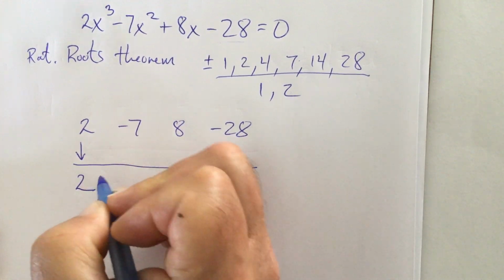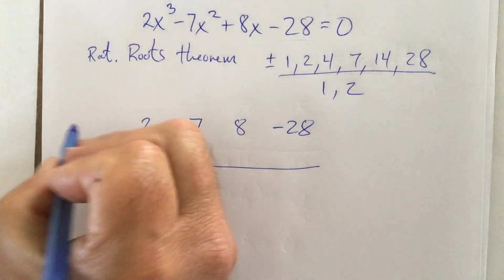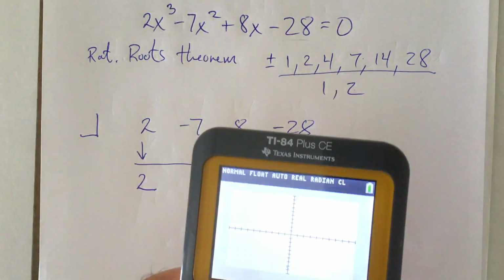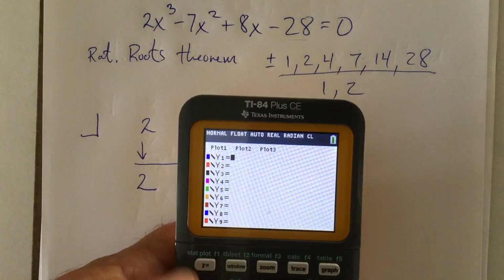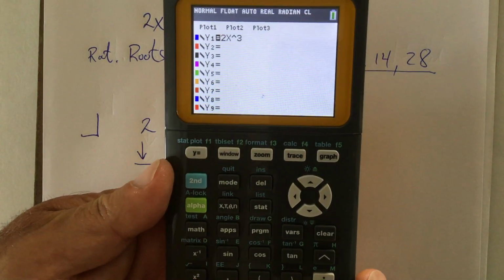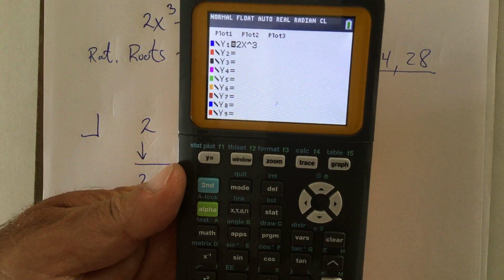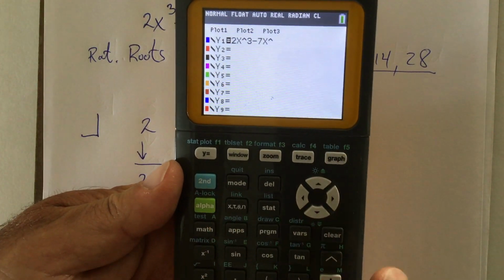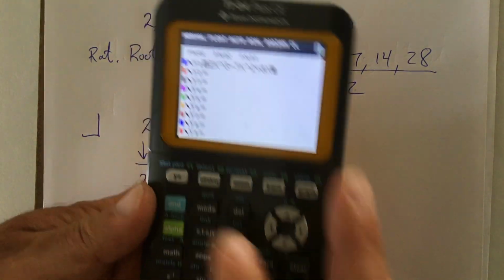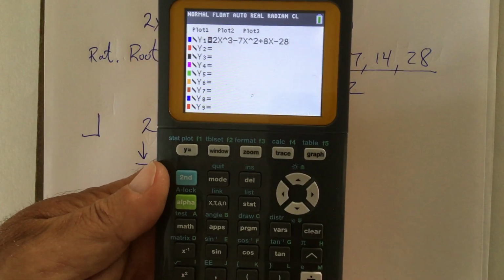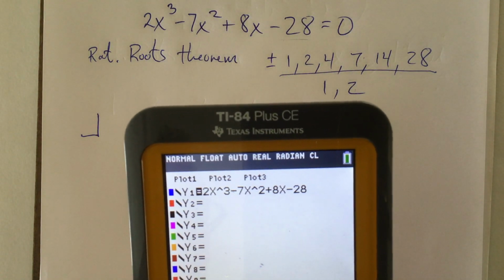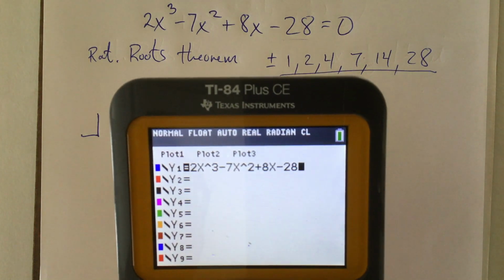Bringing down the 2. Oh, I need some more room here because I have to show you my shelf. But before I do anything, now it's time to go back to y equals and graph this. So I'm going to say 2x to the third minus 7x to the second, plus 8x minus 28. All right, so I have it entered in. There it is. Make sure you're matching up with me. Okay, I'm going to hit graph.